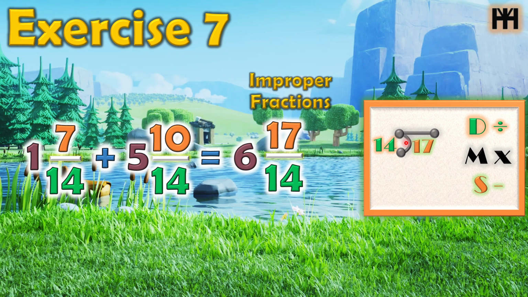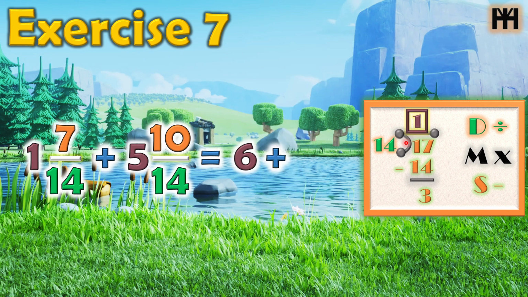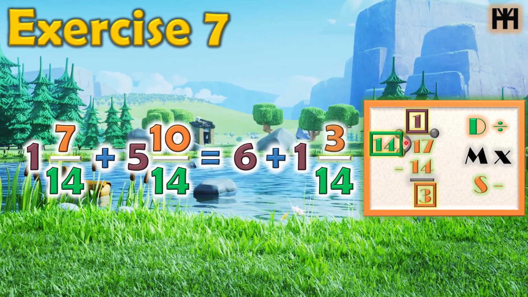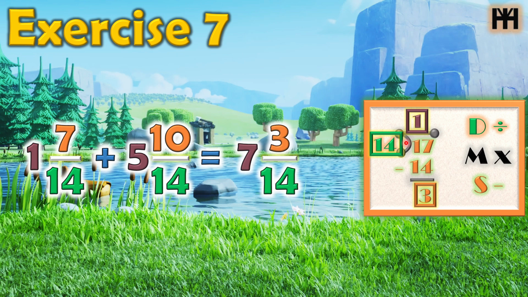So here, how many 14s are in 17? It's only 1. So multiply them. 14 times 1, it's 14. Then subtract them. 17 minus 14 is 3. Then the answer will be 1 here is the whole number, and 14 here is the denominator, and 3 here is the numerator. So it's 6 plus 1 and 3 over 14. So it's 7 and 3 over 14.